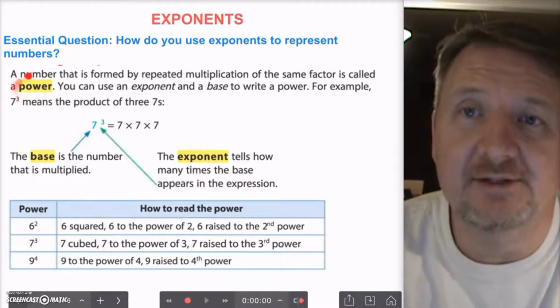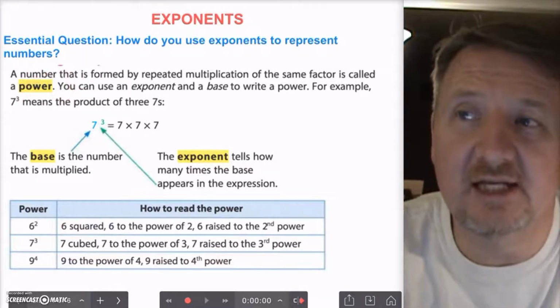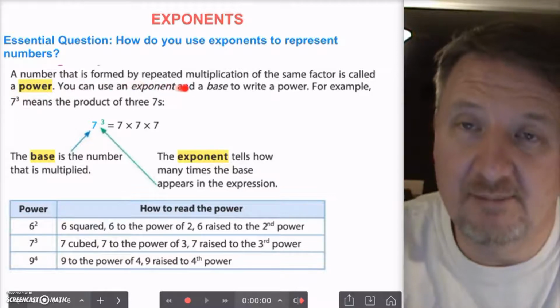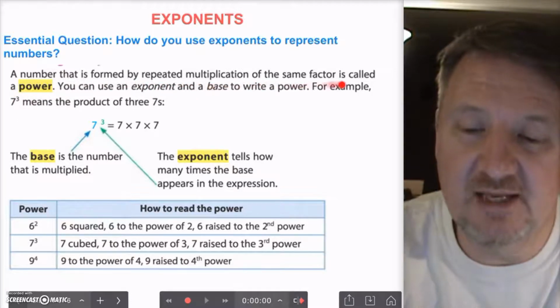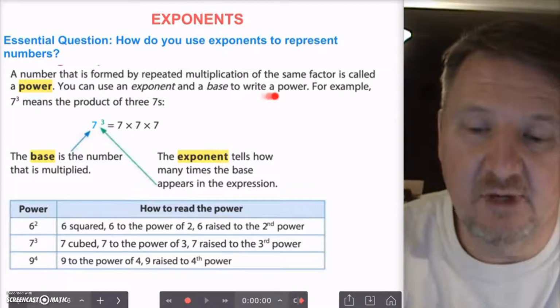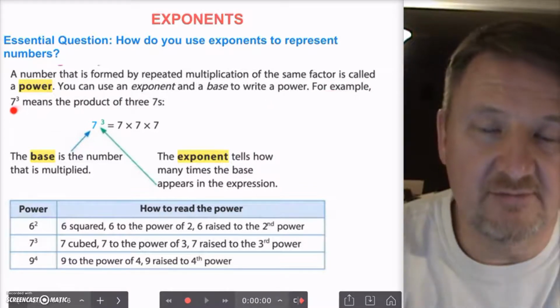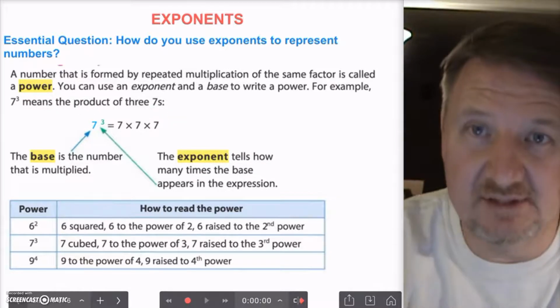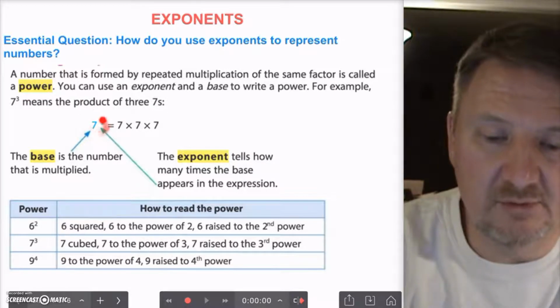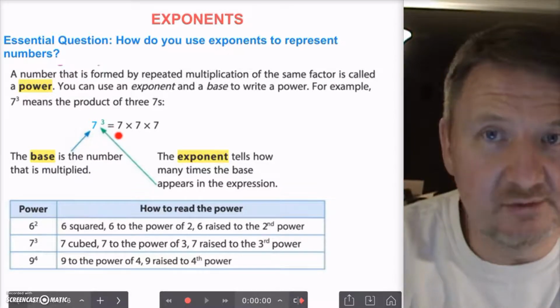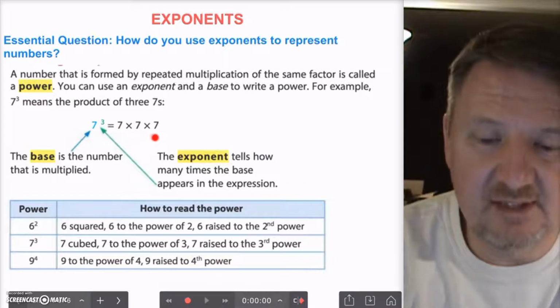The first thing we need to know is exactly what an exponent or a power is. A number that is formed by repeated multiplication of the same factor is called a power. You can use an exponent and a base to write a power. For example, 7 to the third power means the product of 3 sevens. It's written 7 with a little 3 raised up to the right, and that's the same exact amount as 7 times 7 times 7.